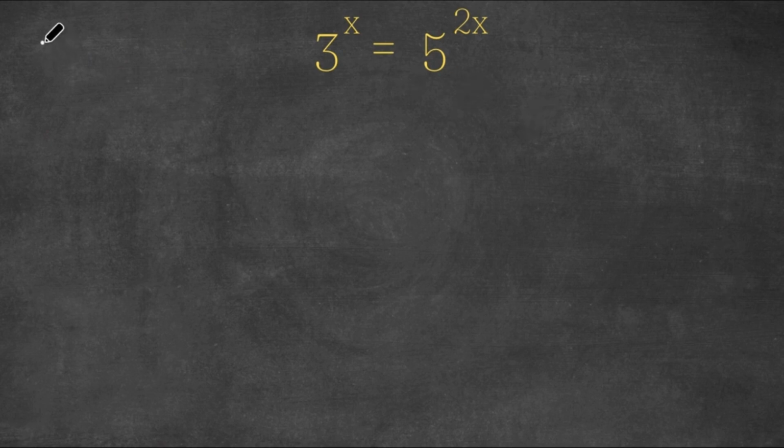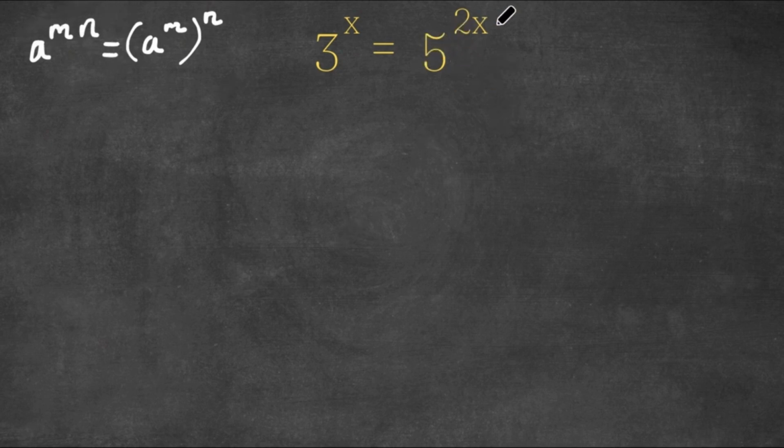Now, if we have something in the form a to the power of m times n, this is actually equal to a to the power of m, to the power of n. And also vice versa. A to the power of m to the power of n is also equal to a to the power of m times n.